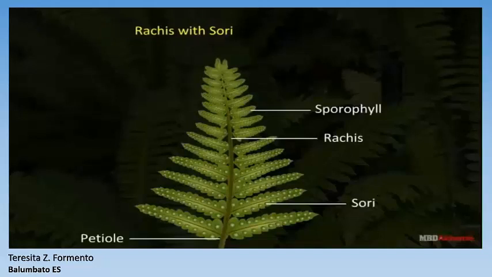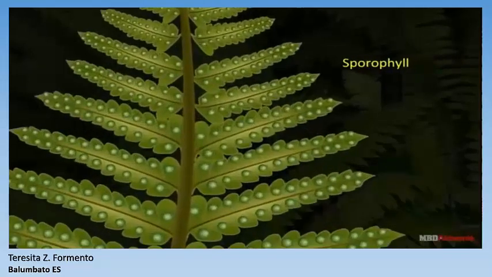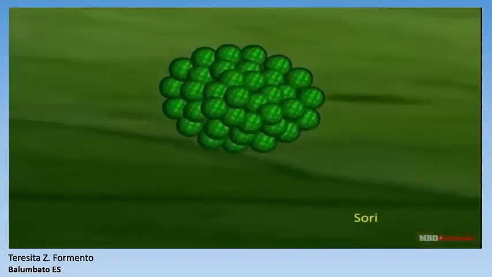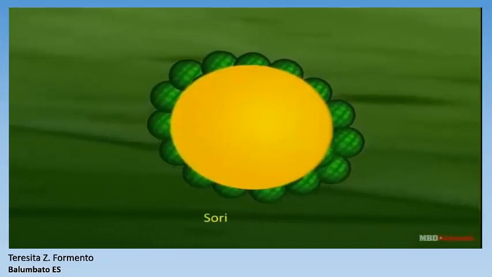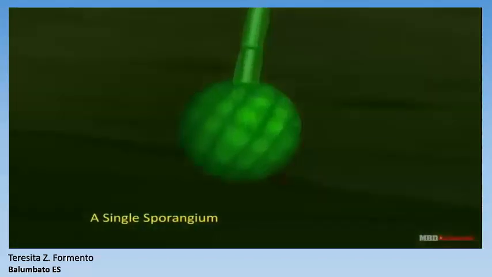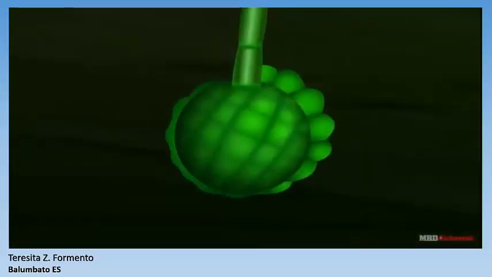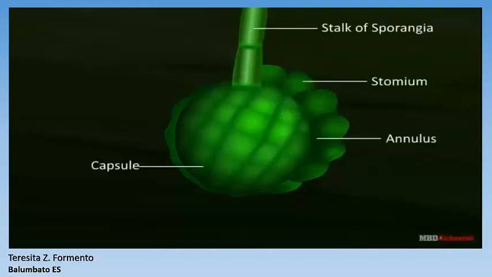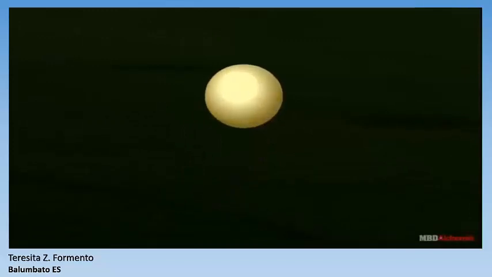Each leaf has a short stalk called petiole. The pinnae develop on the main stalk called rachis, which is the continuation of petiole. Leaflets with sporangia are known as sporophylls. Sporangium bears a large number of spores. The sporangia are aggregated in groups called sori. The spore is minute, dark brown and tetrahedral in shape.